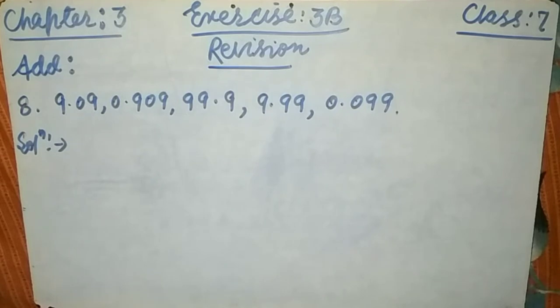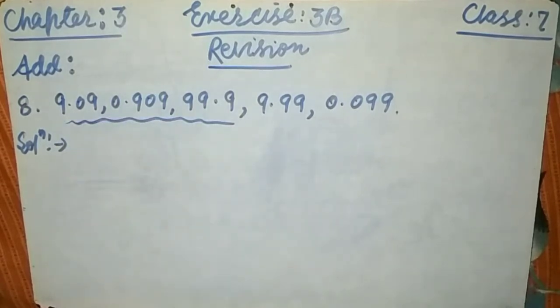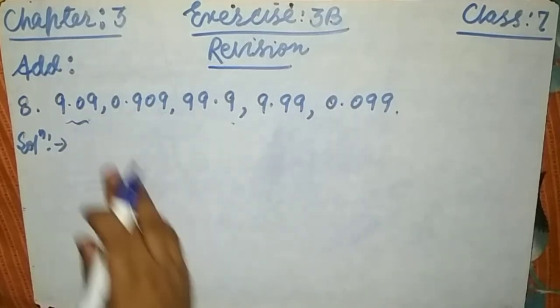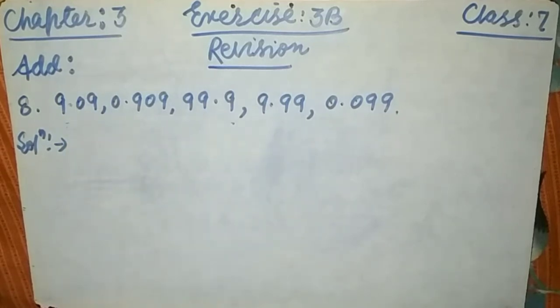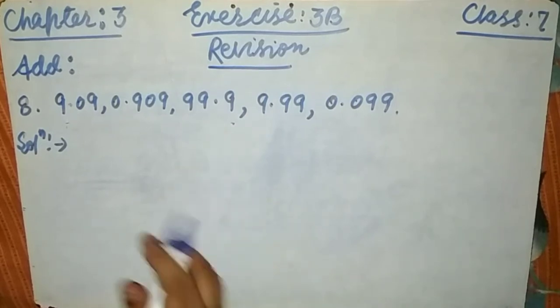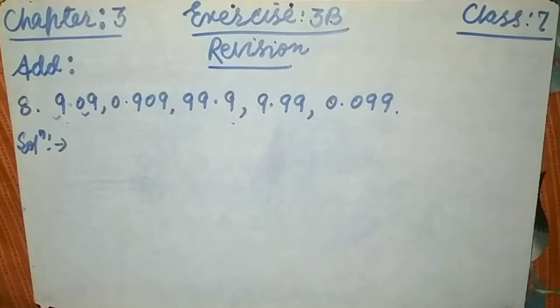Now see friends, while adding decimals, first we have to arrange all the decimal numbers in a vertical way, and the decimal points should be in a straight line. This is the integral part, and this is the fractional part. The fractional part should be along the fractional part.